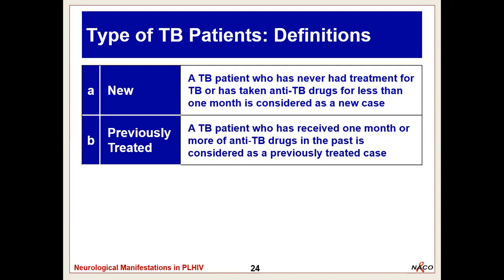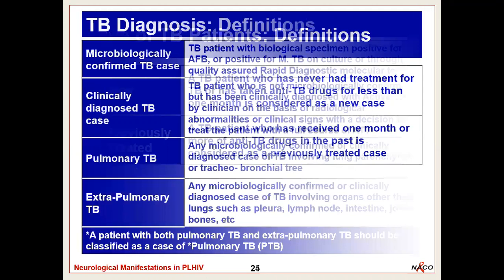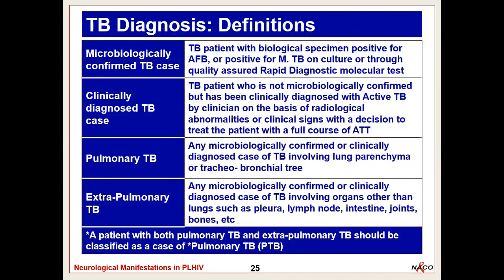So new patients, by definition, we know, are those who have never had treatment for TB or have taken a TB drug for less than a month, and are considered a new case. A previously treated TB patient, who has received 1 month or more of anti-TB drugs in the past, is considered a previously treated case. Next, please. So we talked about these classifications when we were talking about the algorithm. But anyway, you'll have the slides and you can go through the definitions, and this is quite self-explanatory. Next slide, please.